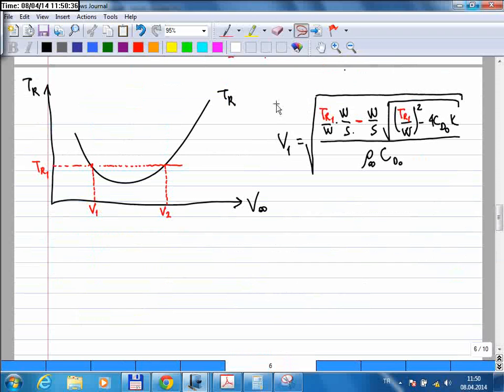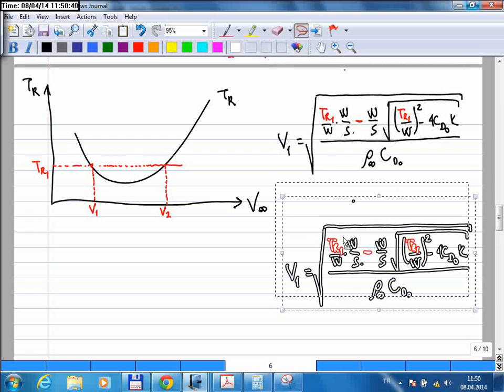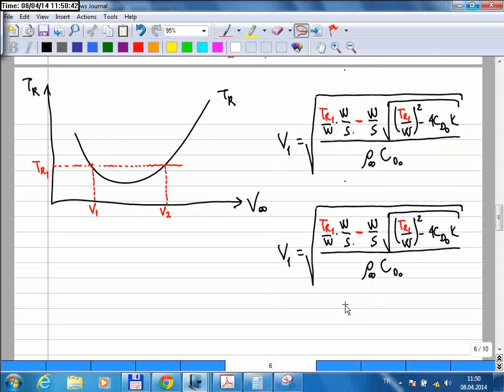And V2 will be the greater solution, right? So the V2 is going to be what you get with a plus sign here, and this V2 is the same V2 here. These two are the same V2s.